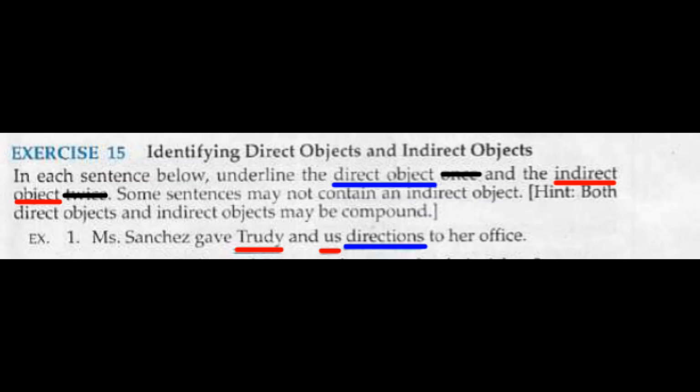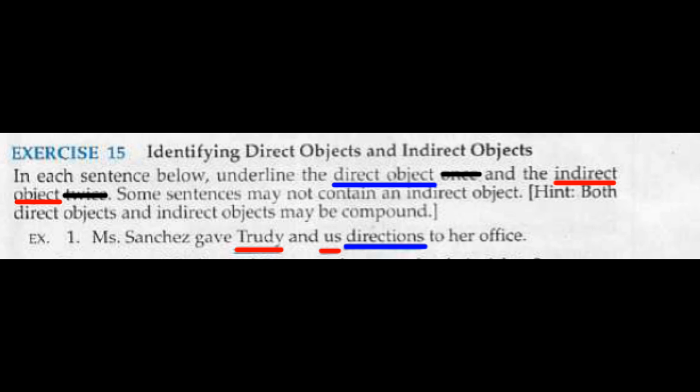Okay, now we're going to practice a little bit. We're going to do exercise 15, identifying direct objects and indirect objects. In each sentence below, underline the direct object in blue and the indirect object in red. Some sentences may not contain an indirect object, but I also want you to remember that direct objects and indirect objects could be compound.